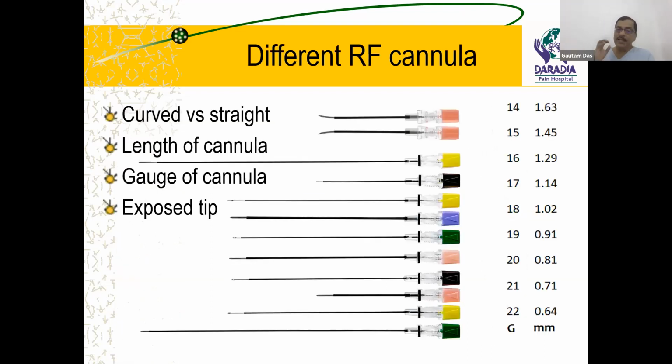Now, to have a larger size lesion, there are different other modalities. I'll be coming to that, but these are the different gauges, starting from 14 gauge to 22 gauge. You see the diameter: 14 gauge means 1.63 millimeter and 22 gauge means 0.64 millimeter. That means to increase the size of the lesion, you can take a larger gauge needle. You can increase the size by 1 millimeter by taking a large gauge needle. But again, a large gauge needle means more discomfort to the patient. But still, that is another option if you wish to have a large size lesion.